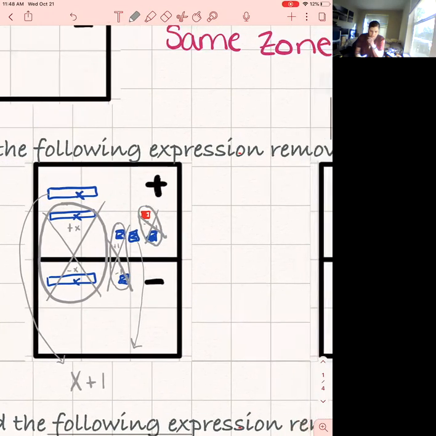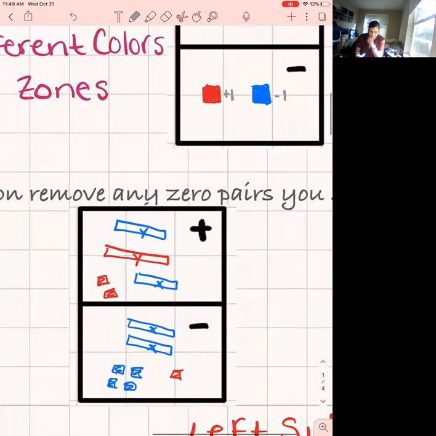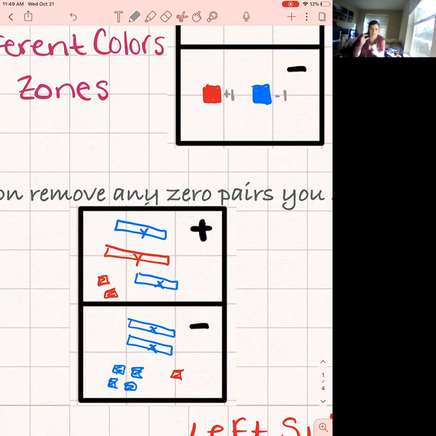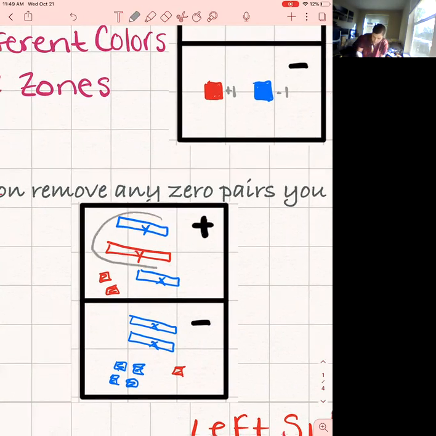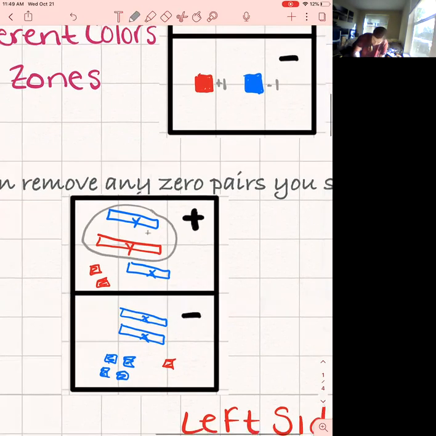So if we look at the next one, I'm looking for my 0 pairs. So same color, different region, different color, same region. The first one that jumps out to me are these Ys. I've got different color, same region. This is +Y, this is -Y. I know that equals 0, so I can get rid of both of those. And this is a good way to show your work.